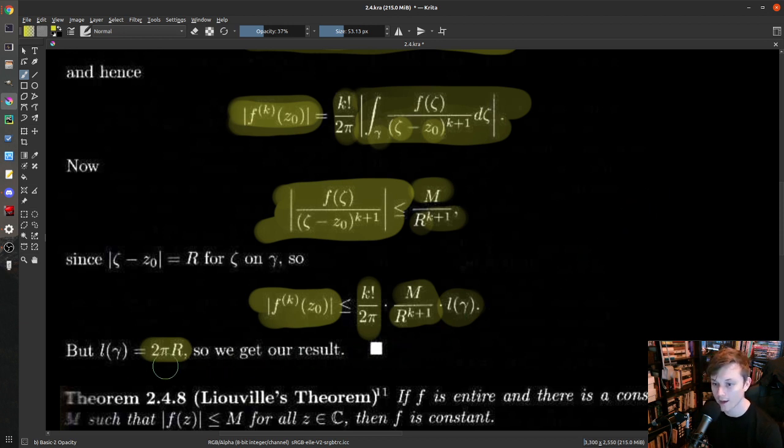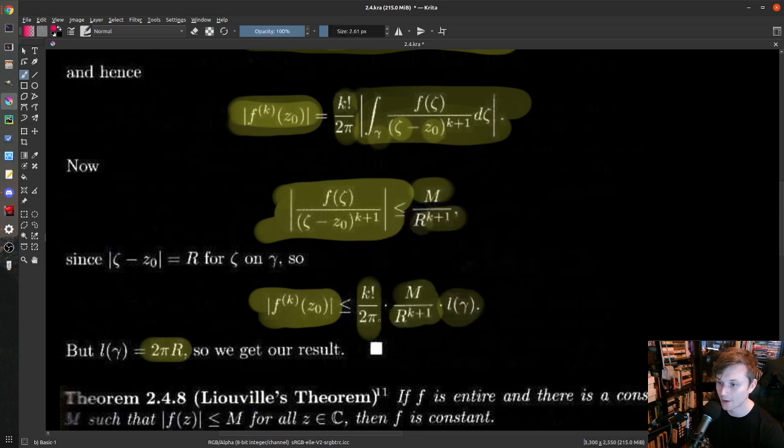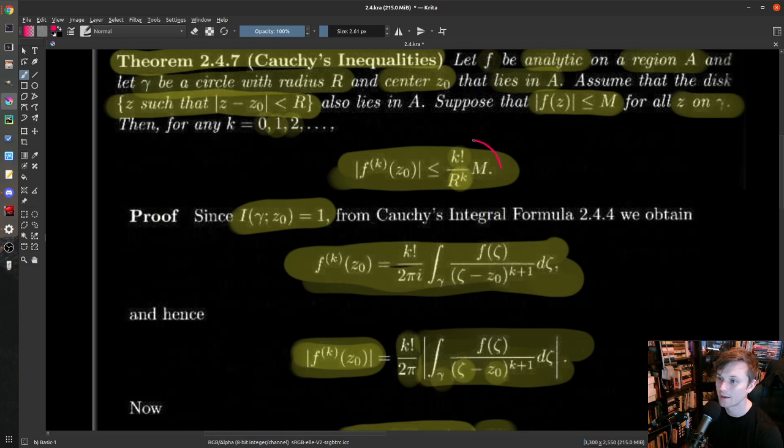Oh, 2 pi, okay, that cancels out. So this guy right here is 2 pi r. That's what the length of gamma is. Cancel out that 2 pi, cancel out that r, and then get rid of that plus 1, right? So no more plus 1 right there. So that's just r to the k. Oh, hey, k factorial M over r to the k, right? And wouldn't you know it, that's what we wanted.